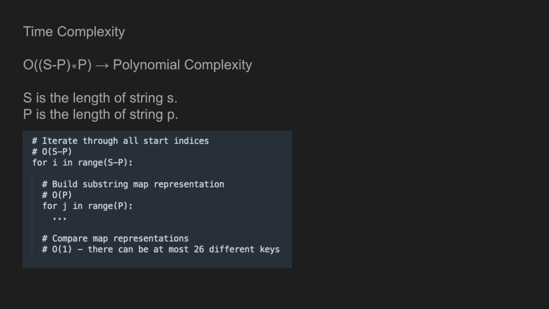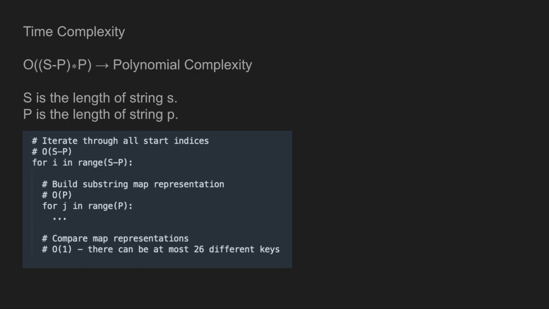For the outer loop, we iterate through all start indices. That would be S minus P because we just want to go over the start indices of the substrings with length equal to the length of P. And inside each iteration, we're recreating the map representation, which is of time complexity O of P.